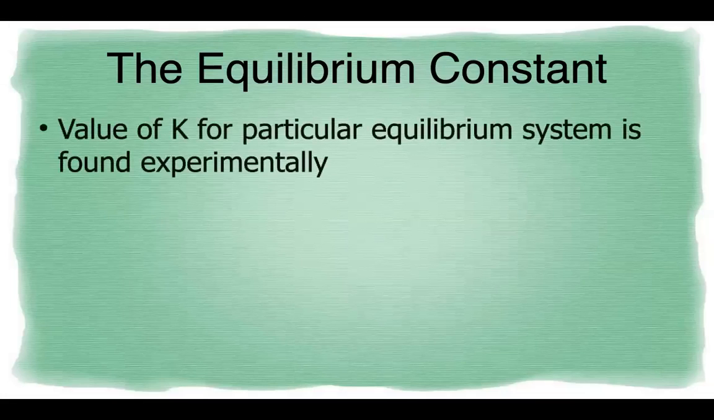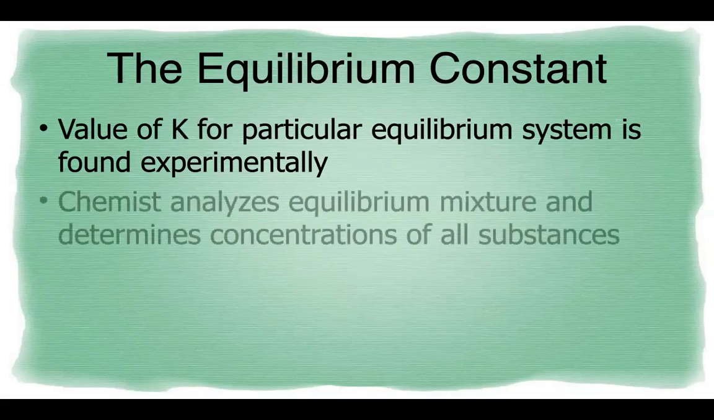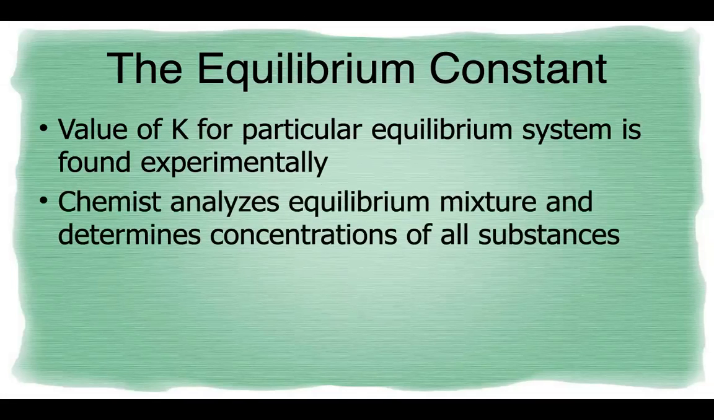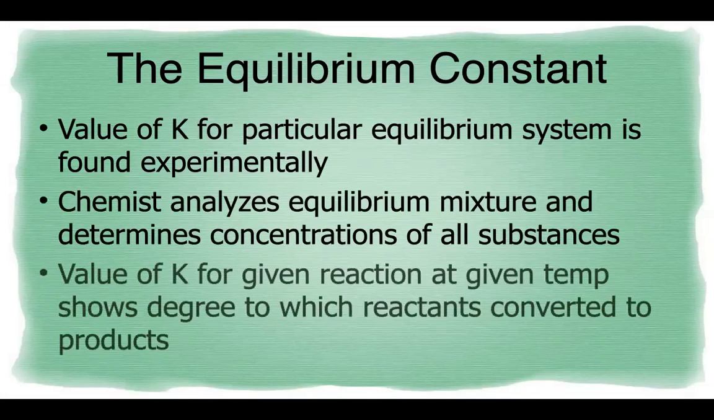So the value of K for a particular equilibrium system is found experimentally. Chemists analyze the equilibrium mixture and determine the concentrations of all substances. The value of K for a given reaction at a given temperature shows the degree to which the reactants are converted into products.